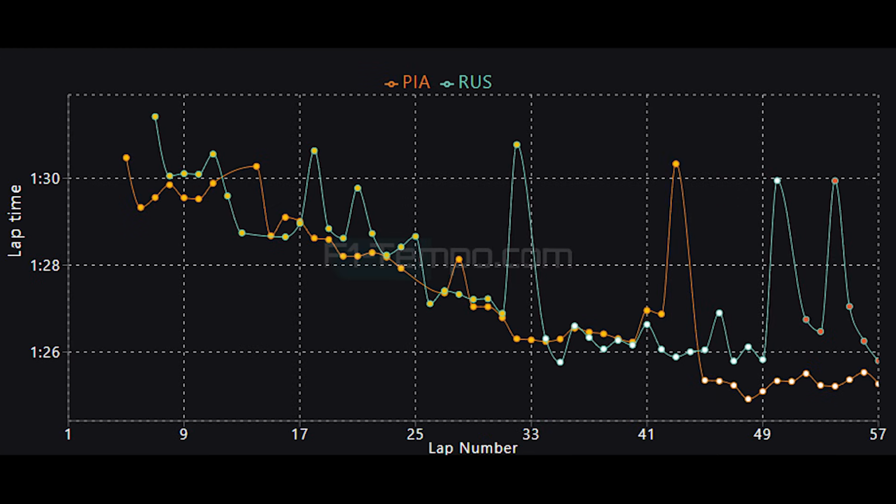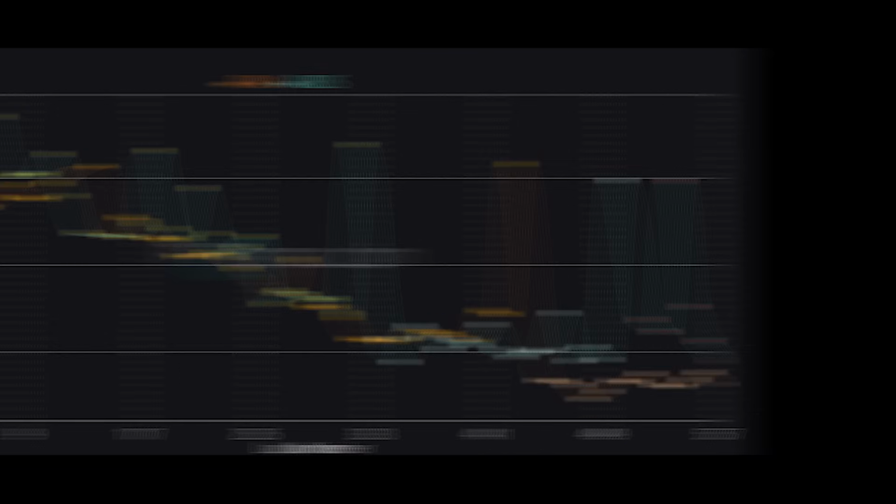And to show that, I have the pace of Russell in the Mercedes to Piastri in the McLaren. And here, you can see, especially on the hard tyres, Russell had brilliant pace. And this had the feeling of, sadly, a bit of a wasted opportunity for the Silver Arrows team.